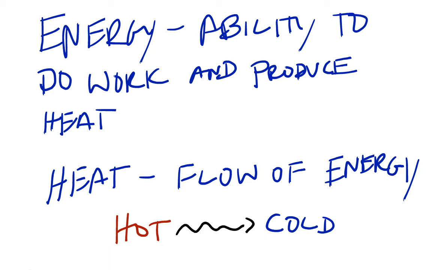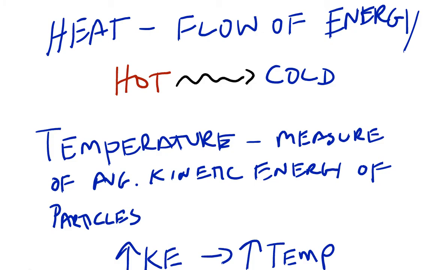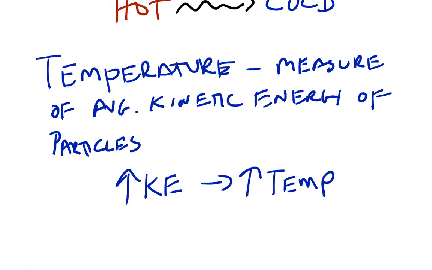Thermochemistry. Thermochemistry has to do with energy, which is the ability to do work and produce heat. Heat, we know, is the flow of energy, and usually goes from things that are hot to things that are cold. Temperature is a measure of average kinetic energy of particles, and we usually refer to high temperatures where the kinetic energy is really high, and low temperatures are when the kinetic energy of particles are really low.